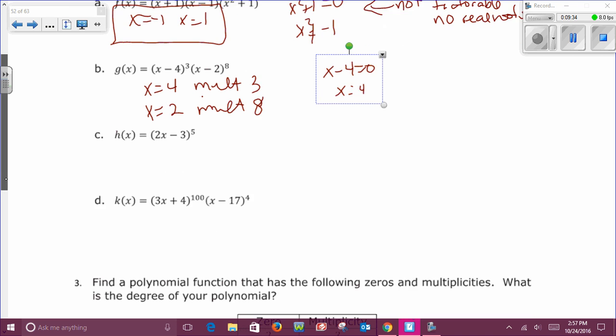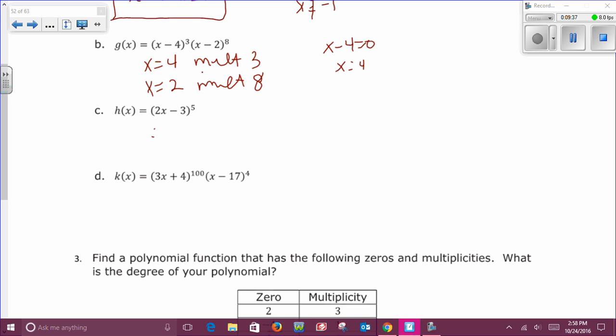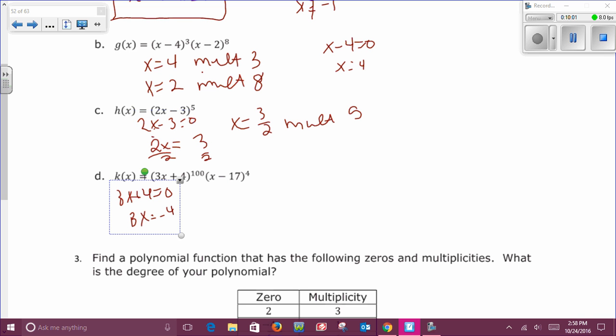And the exponent means we have that same little linear factor 3 times or 8 times. So that's your multiplicity. So for the next one, if I have 2x minus 3 equals 0, and I go to solve that, I will have 2x equals 3, divided by 2, x equals 3/2 with a multiplicity of 5. And this one here, 3x plus 4 equals 0. So 3x equals negative 4. Divide by 3. So x equals negative 4/3 with multiplicity 100. And the other side is x equals 17 with multiplicity 4.